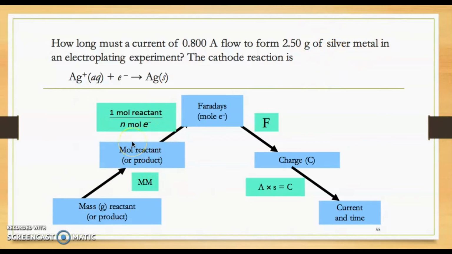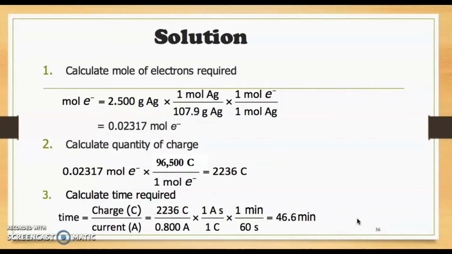After you get the mole, to find the Faradays, 1 mole reactant divided by number of mole of electrons. So 1 electron here. So this is the Faradays, meaning that is equal to 96,500 coulombs, and this is the amperes multiplied by time. And we look at this solution. Calculate mole of electrons. This is the number of mole. Calculate quantity of charge. So you get the charge here. This is the Faraday's constant.